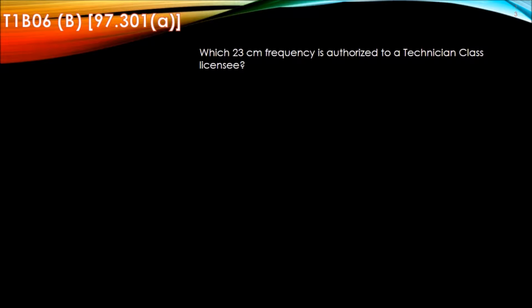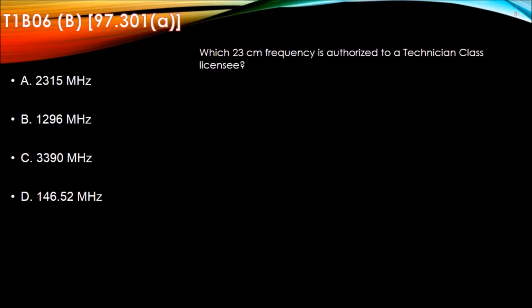T1B06. Which 23 centimeter frequency is authorized to a technician class licensee? Answers are 2315 megahertz, 1296 megahertz, 3390 megahertz, 146.52 megahertz.